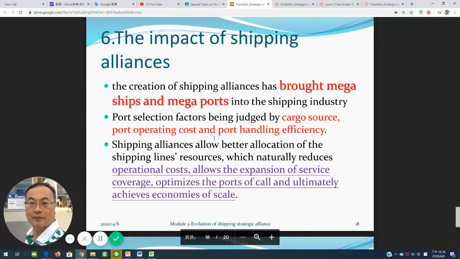Okay. Number 6. Let's talk about the impact of shipping alliances. Because shipping lines will sometimes be competitors, they have built very mega ships. For example, especially from the Far East to Europe, they have ordered about 23,000 TEU container ships. So that becomes the mega ship. Also, because mega ships have appeared, that means they have to call at very big, very mega ports.